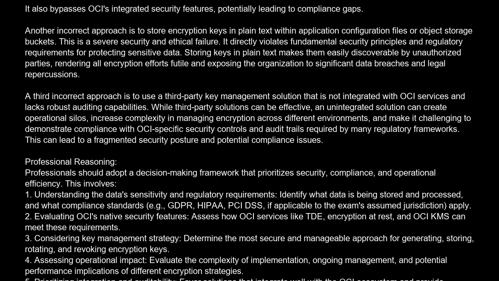3. Considering key management strategy. Determine the most secure and manageable approach for generating, storing, rotating, and revoking encryption keys. 4. Assessing operational impact. Evaluate the complexity of implementation, ongoing management, and potential performance implications of different encryption strategies. 5. Prioritizing integration and auditability. Favor solutions that integrate well with the OCI ecosystem and provide comprehensive audit logs for security and compliance verification.